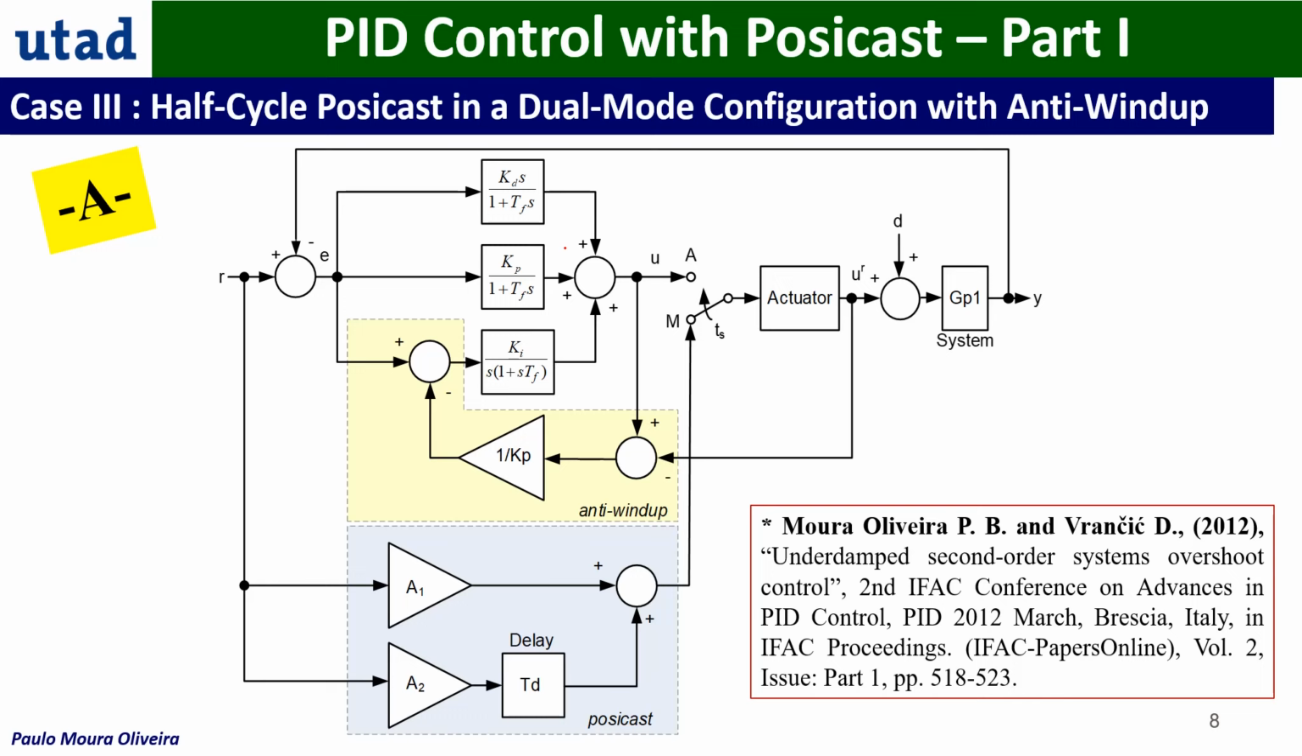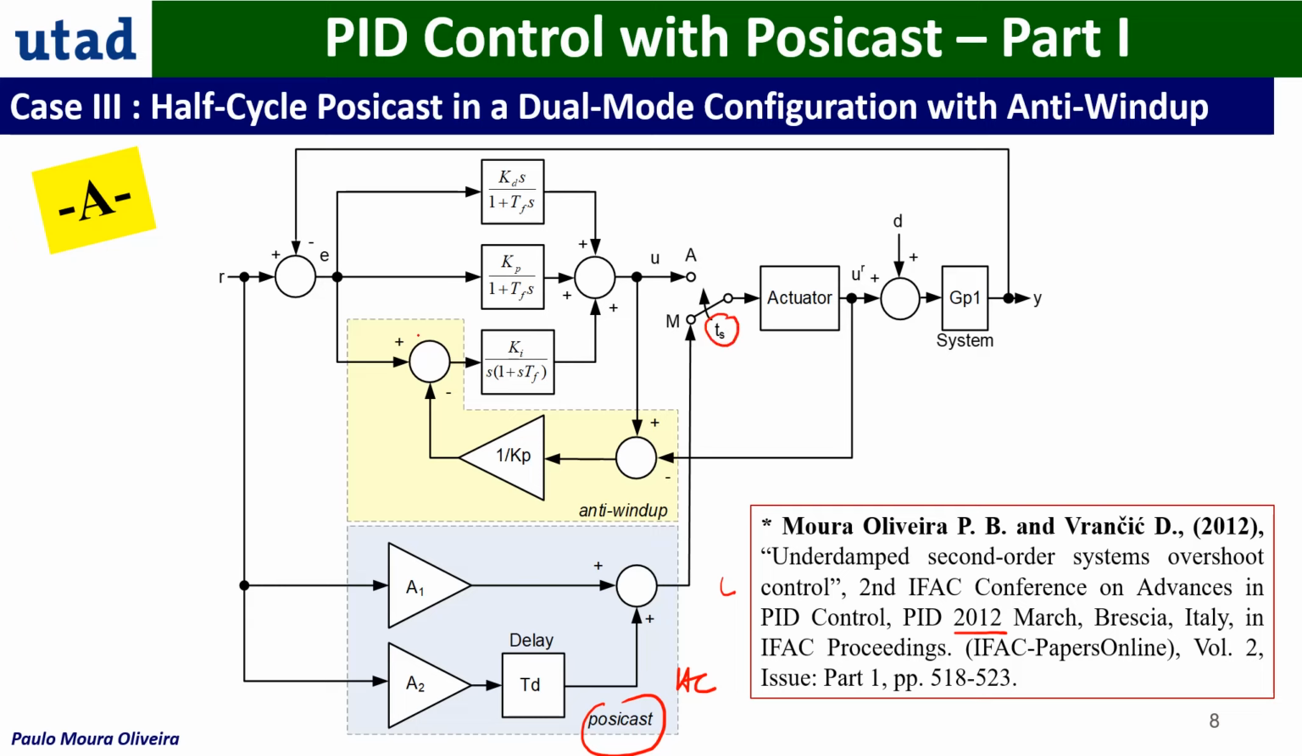And now I'm going to change to the dual mode configuration. This dual mode configuration with anti-windup was proposed in this paper at PID 2012 in Brescia. I'm not going to explain the control loop in detail, but you can see here that we have the Posicast, here in blue, this is the half cycle Posicast. And then we have here the PID controller with anti-windup. And we have here the switching time TS.